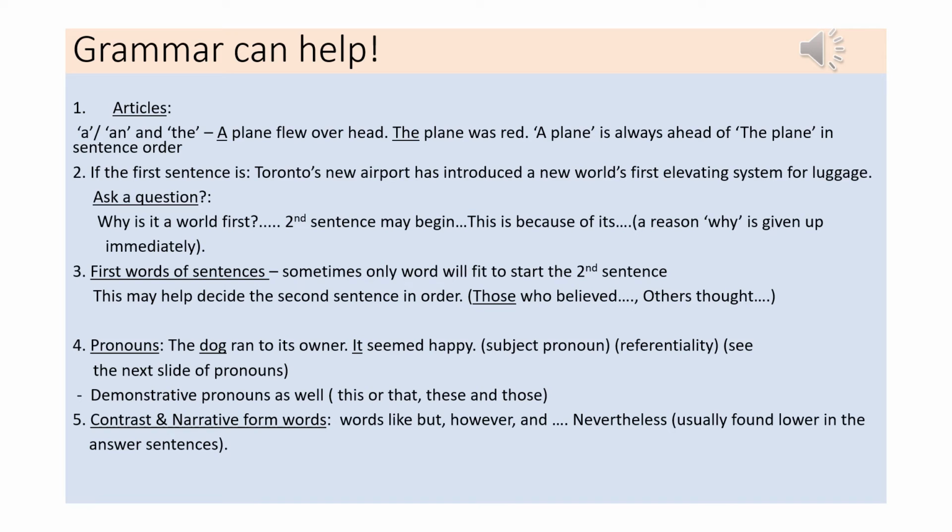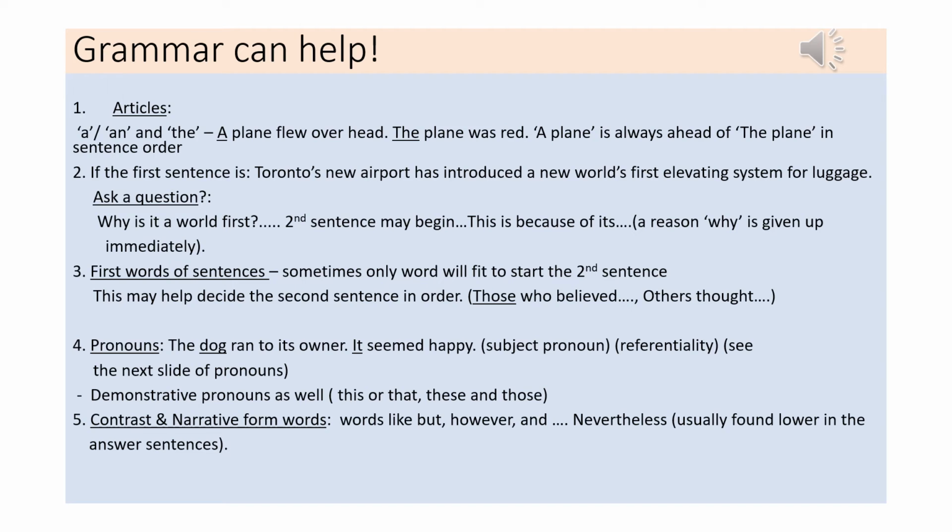Always ask a question, and maybe one of the sentences will answer it right away using due to or this is because. First words of a sentence, this is what I was referring to earlier. Sometimes only one word will fit to logically follow the first sentence, right? So let's say we have an example here of those who believed and others thought. You never put others in front of those because there would be no referent, right? Those who believed maybe in something would always come first and others would be second. It's that sort of thing. If you just read the first words of every other sentence, sometimes that can help you place the second one immediately.